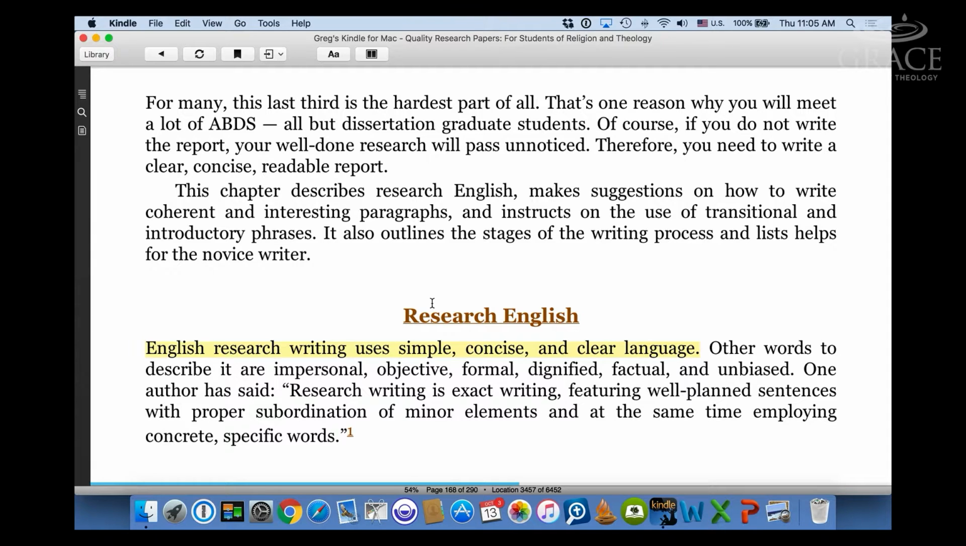Some other words used here: it's impersonal, objective, formal, dignified, factual, unbiased. So again, we're not expressing opinions necessarily in these types of papers. We're trying to move beyond feelings, that sort of thing, and so we're trying to be very objective in our presentation of our information. And so that's why simplicity, clarity, and conciseness are important.